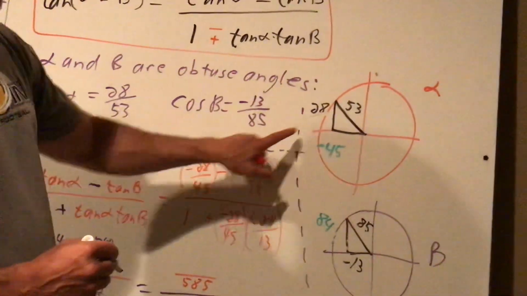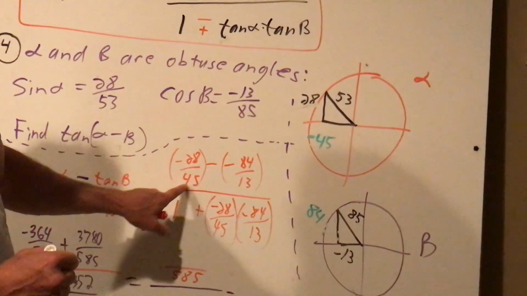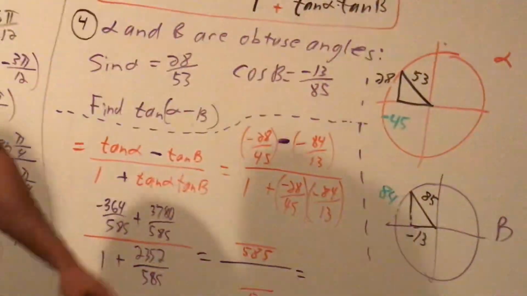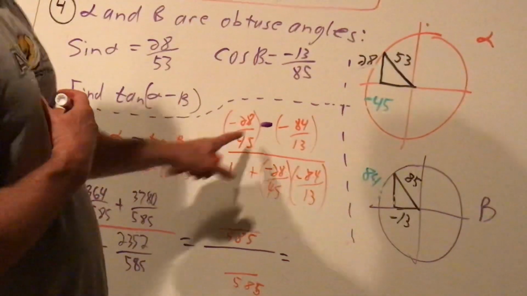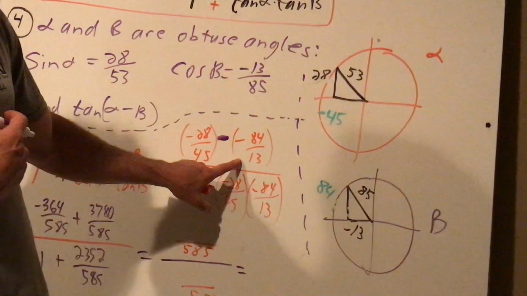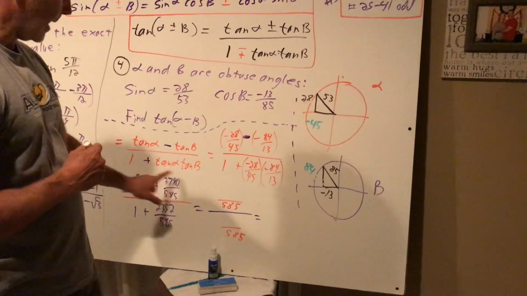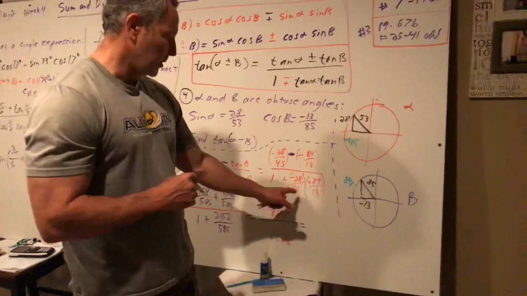Tangent of alpha, that's up here. Opposite over adjacent, negative 28 over 45. Minus, notice this is the minus from the formula here. Don't mess that up, that's a lot of errors that students make. Okay, and then I have tangent of beta down here. Tangent is opposite over adjacent, negative 84 over 13. All right, and the bottom, those two values go in as a plus. Those are the values of tangent of alpha and beta right there. So I put that in.